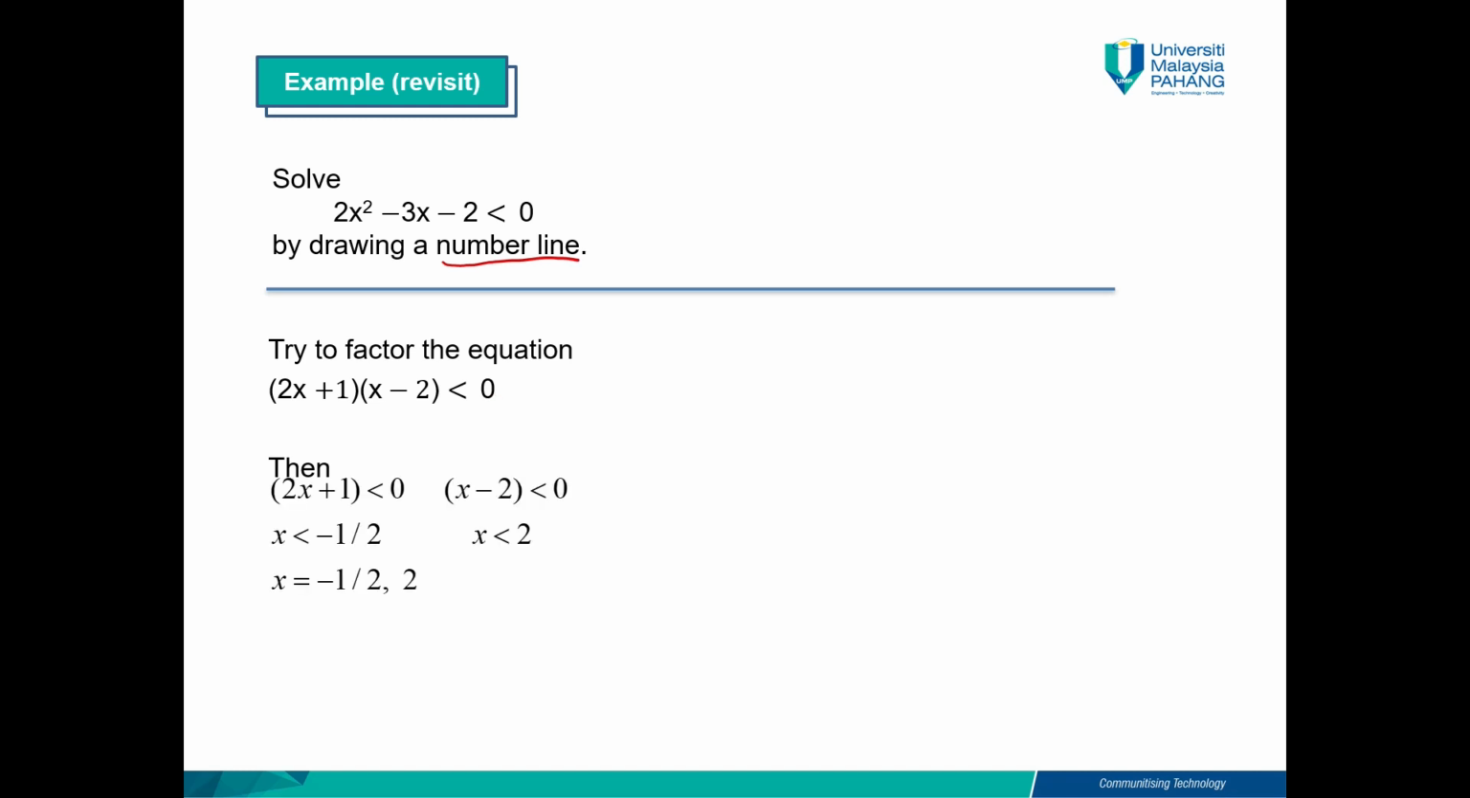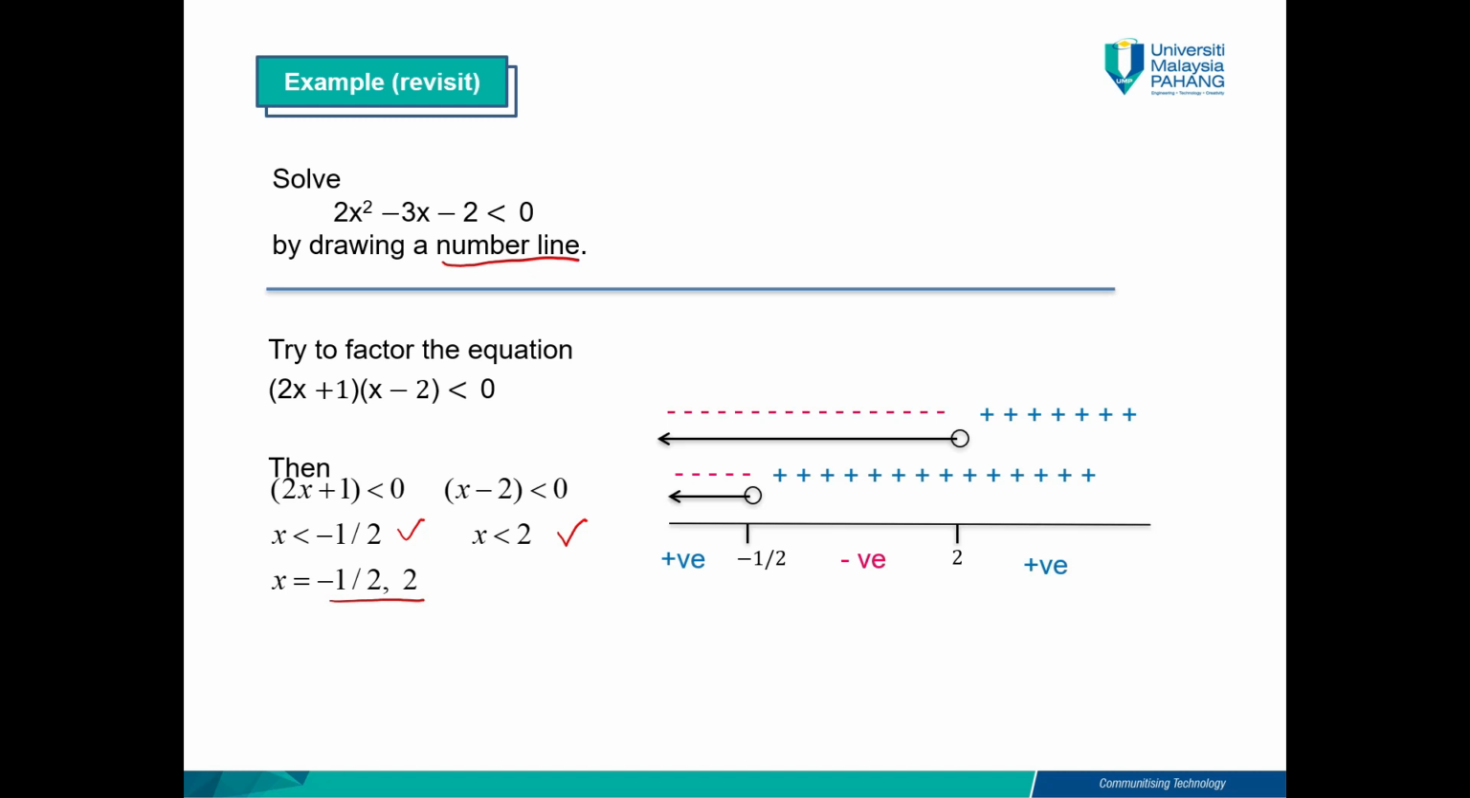Then we have these two cases where 2x plus 1 less than 0, x minus 2 less than 0. So solve for these two linear inequalities. We have x less than minus half, x less than 2. So the values minus half and 2 are the critical points. Next we draw the number line where we have minus half and positive 2 as the critical points. So let's do this one.